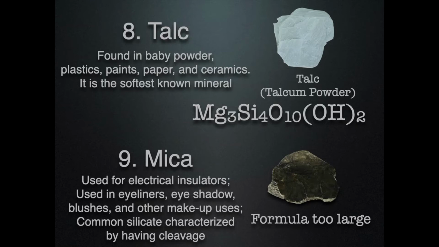And you can see the element symbols. We have magnesium, we have silicon, we have oxygen, we have hydrogen. And so this is a compound that involves many elements.